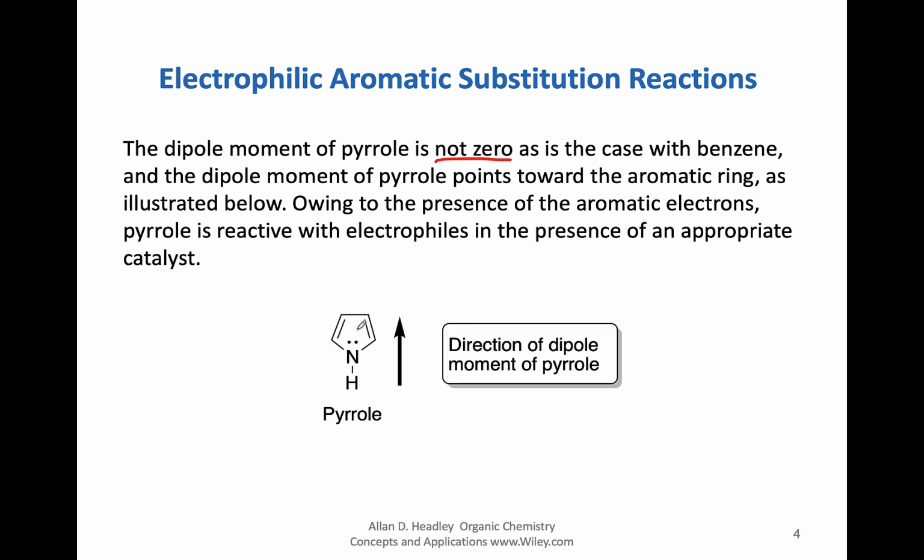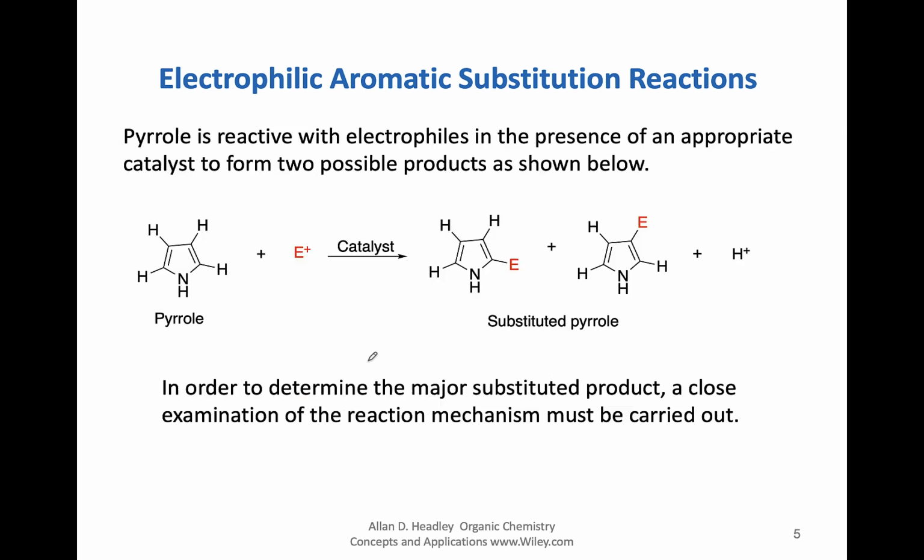So as you can see, with that happening, this molecule here can undergo an electrophilic aromatic substitution, as shown here. So here's pyrrole, and here's E+. But as you can see, there are 2 positions here that are different. We call this number 1, number 2, and number 3.